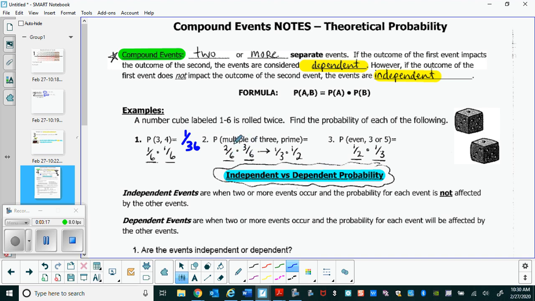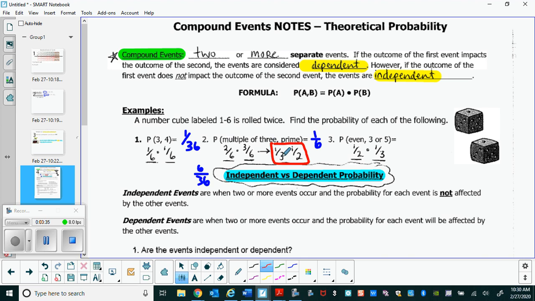Now you can multiply 2 times 3 here, y'all, and get 6. And then 6 times 6 is 36. And then you have this to reduce, which would be 1/6. Now personally, I don't like to have to wait to the end to reduce. So what I do is I go ahead and reduce them first before I multiply.